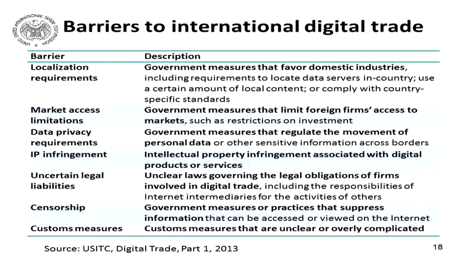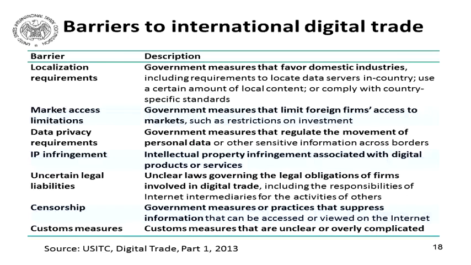Data privacy regulations on how private data move across borders. IP, intellectual property infringement. Uncertain legal liabilities, particularly whether internet intermediaries are going to be responsible for the things posted on their platforms. Censorship, and the last one there, which may be a little surprising, customs measures. But remember, a lot of digital trade is actually physical products that are ordered online and delivered in person. And so anything that affects borders or customs is going to affect digital trade as well.